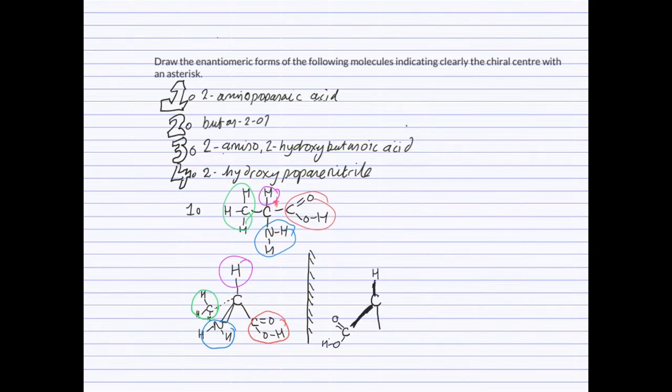Coming out of the page, I've drawn the amino group here, the amine group. So that's coming out of the page. And then hidden sneakily behind is this little methyl group. So we draw a dotted line showing the methyl group going behind here. So these are the 2 enantiomers of 2-aminopropanoic acid. So on the next page, I'm going to look at butan-2-ol.